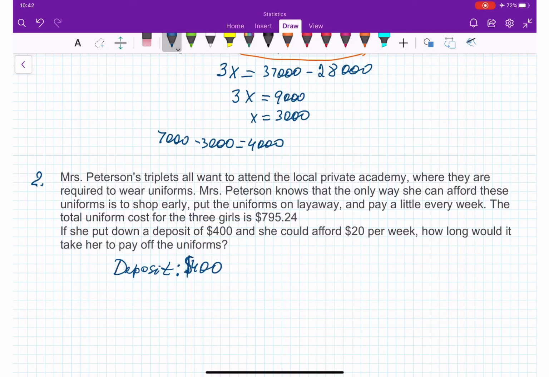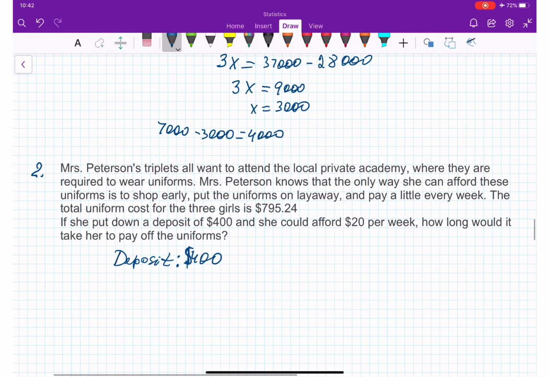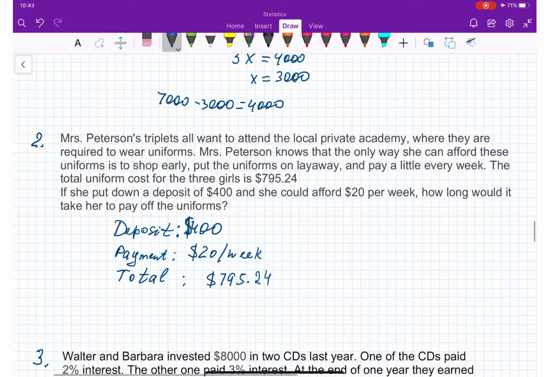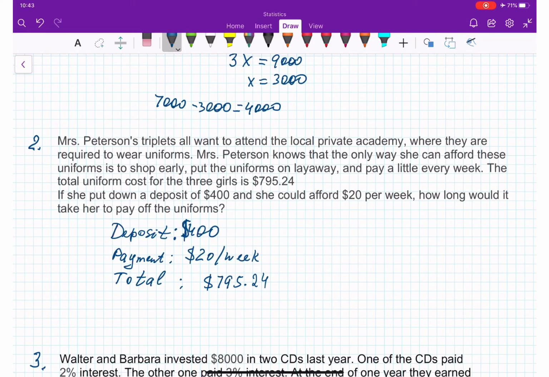This is the dollar sign, it comes out ugly. $400 deposit and a monthly weekly payment of $20 per week. So the total uniform cost for three girls is $795.24. Okay, so what do we need to know?